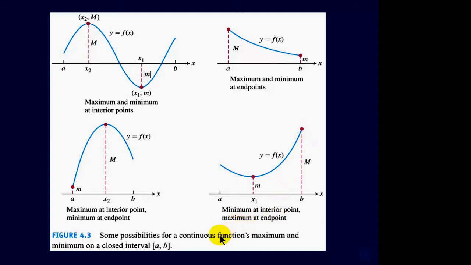So these are just the different possibilities of where a maximum and a minimum value can be found on a continuous function given a closed interval [a, b].